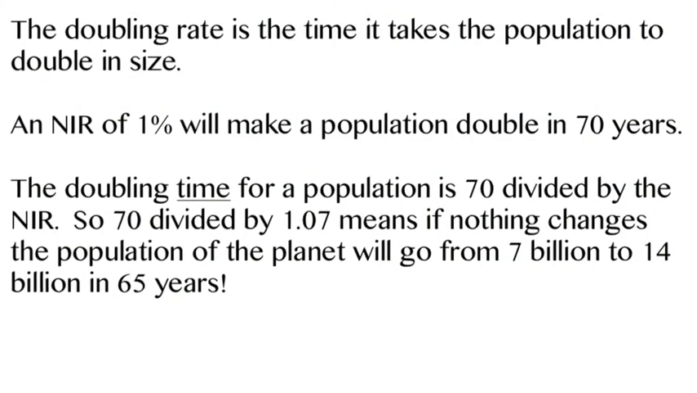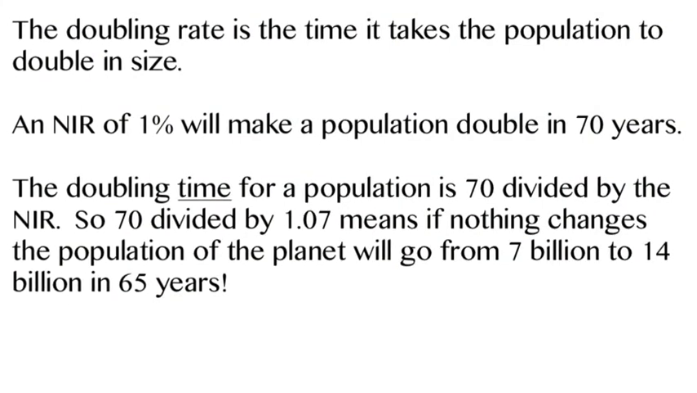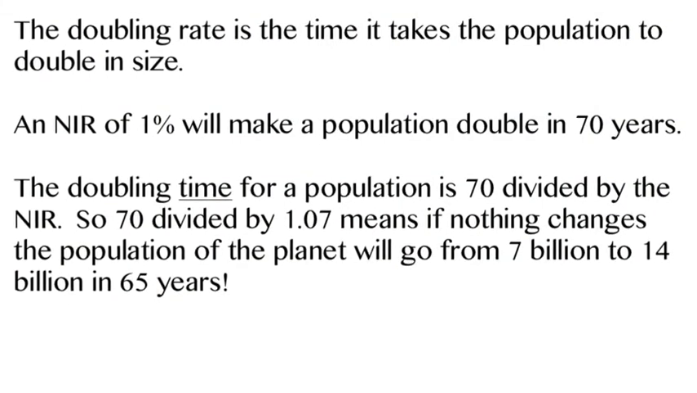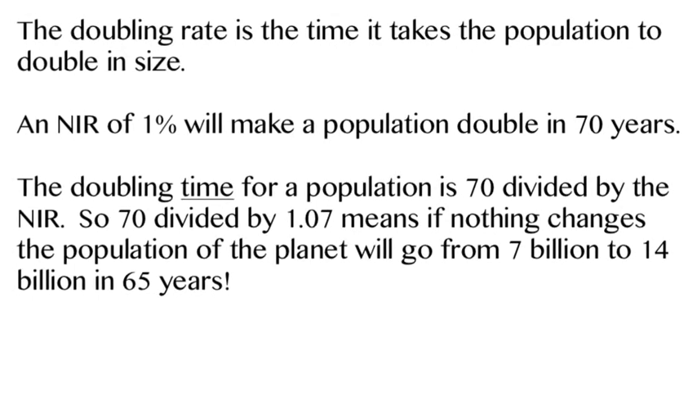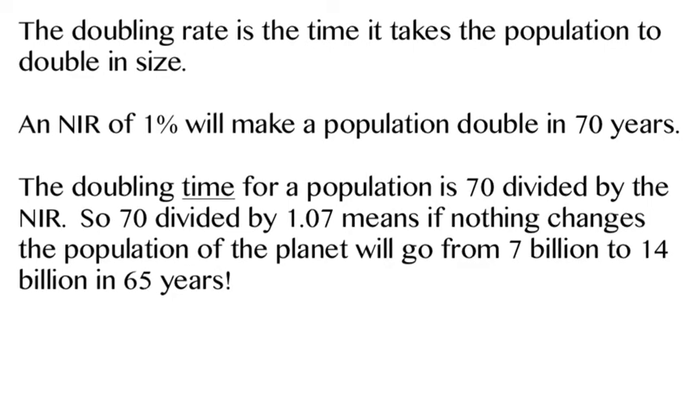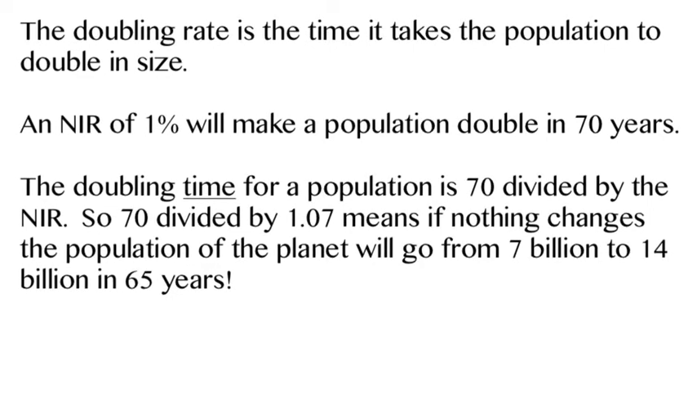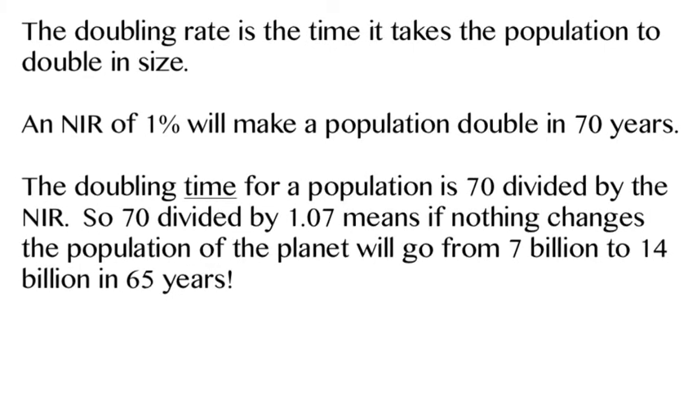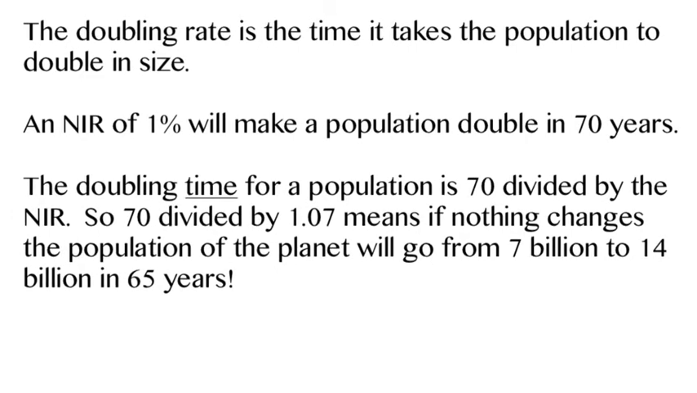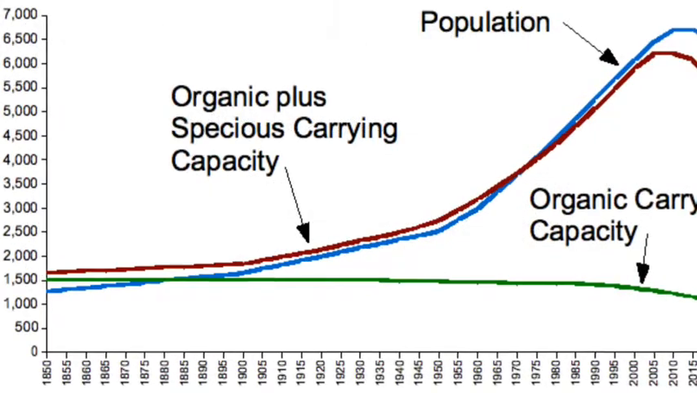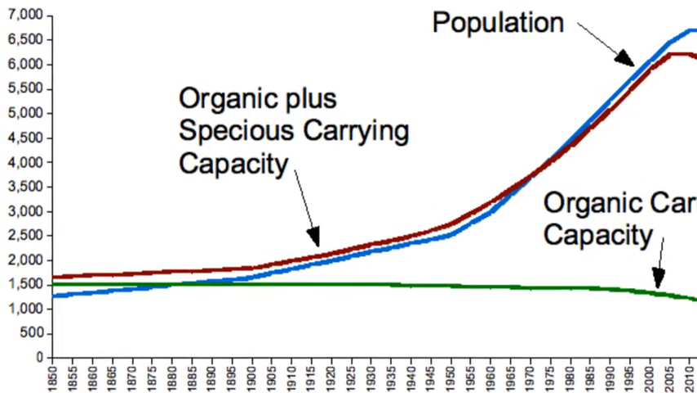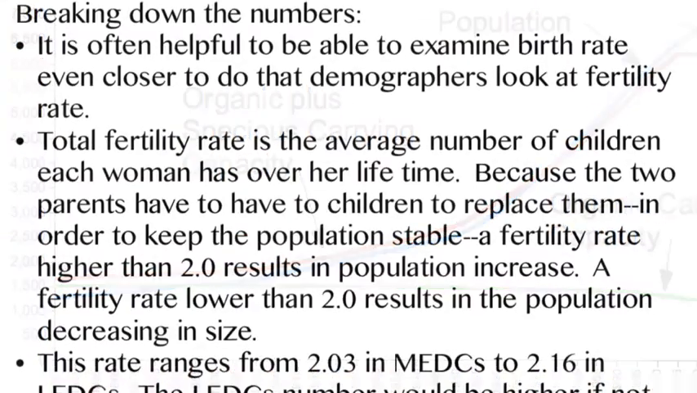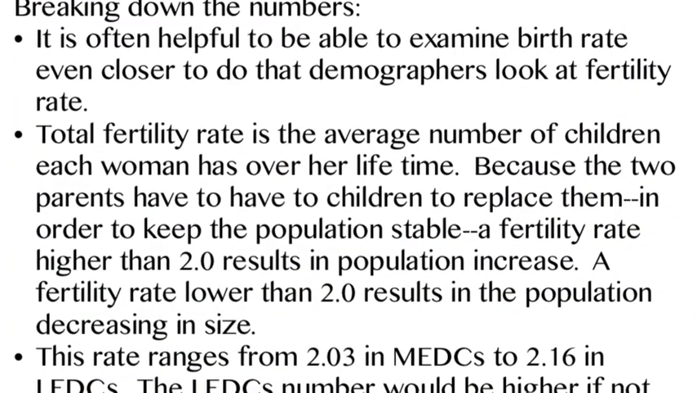Now, we can use the natural increase rate to determine how long it's going to take to double. So our doubling rate is how long it takes the population, either of a country or of a planet, to double in size. Turns out 1% NIR will make the population double in 70 years. And you can do this in reverse. You can take 70, divide it by whatever our NIR is, which is 1.07, and then when you put it all together, that tells you that it's going to take us 65 years to go from 7 billion to 14 billion.